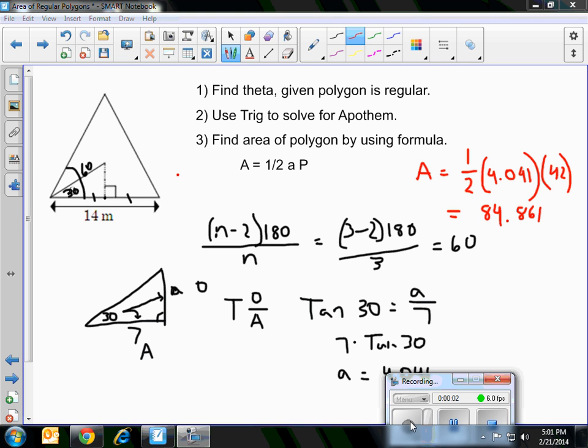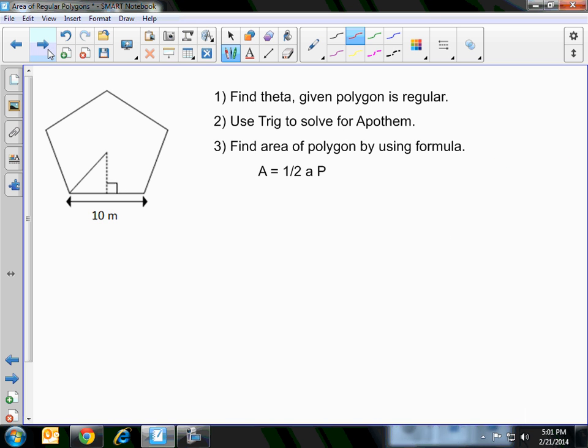Welcome back. This is part two of the regular polygons and area of regular polygons. This is where we ended off in the first video, with finding the area of this equilateral triangle, given that one of the sides was 14. So we're going to move on to another example.